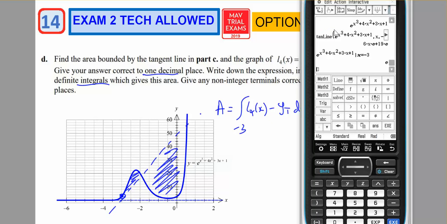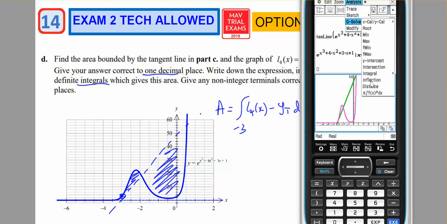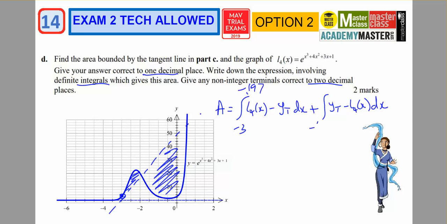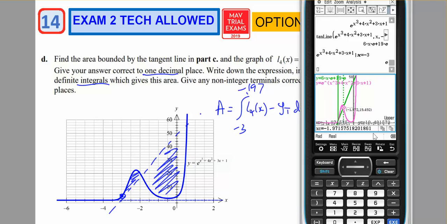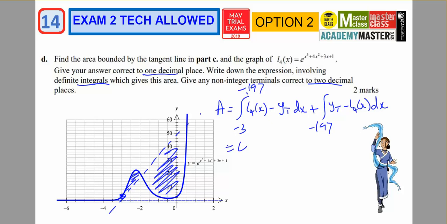So calculator time. I've got tangent drawn and the curve drawn, analysis G-Solve integral intersection, negative 3. That's the first one. So x come across to the next one. That's negative 1.97. I'll accept that, and that gives me that area, and that area is 4.47 plus.